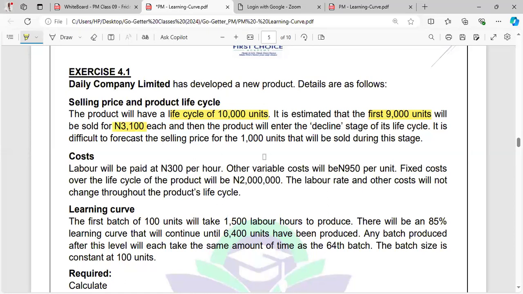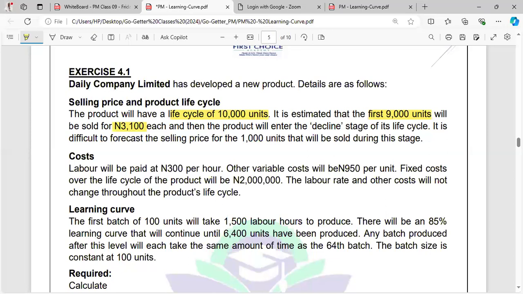Then the product will enter the decline stage of its life cycle. Now, this is not even talking about a component. This is talking about the product itself. Let's say the battery we use as an example is a product. It can be used in calculators, in watches and all that. But this is a brand, and they are only going to make 10,000 units of it, and the first 9,000 will be sold for 3,001.